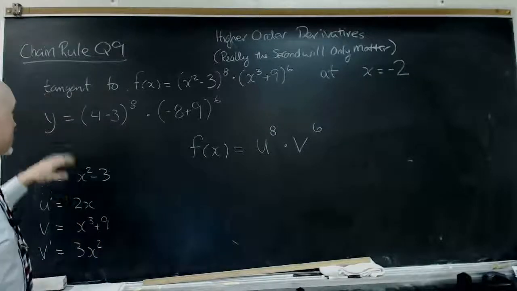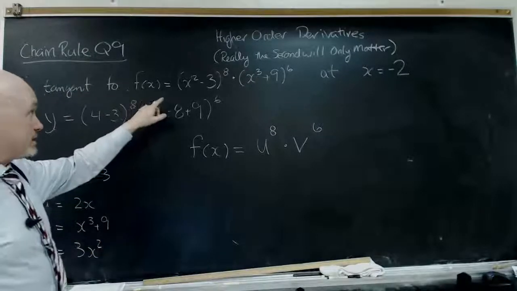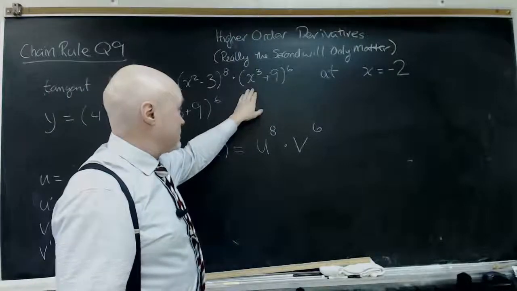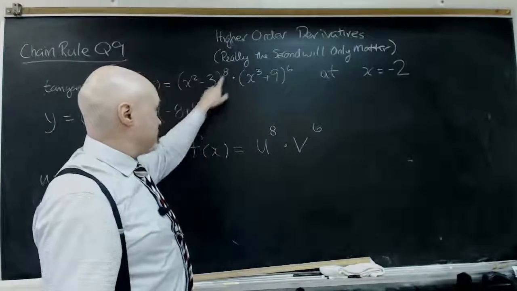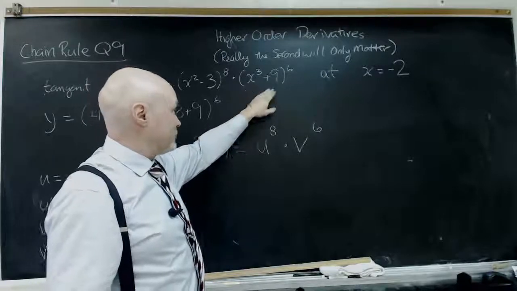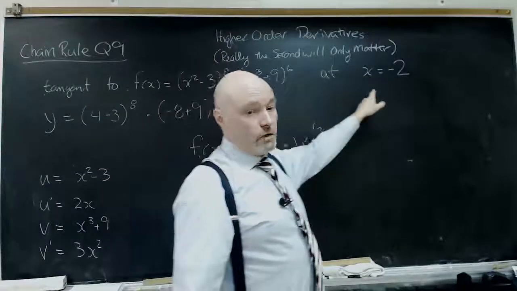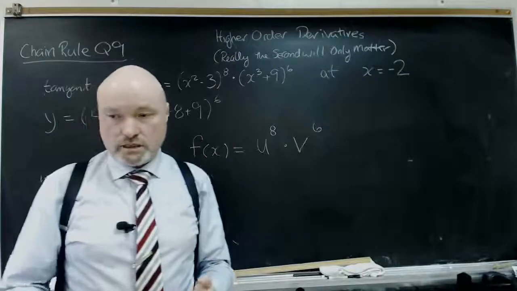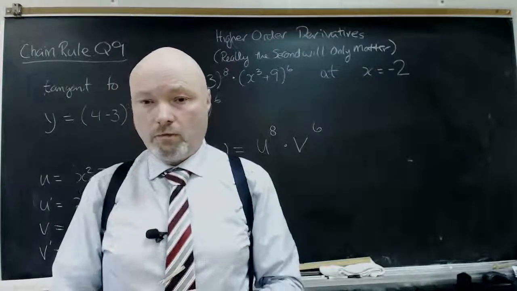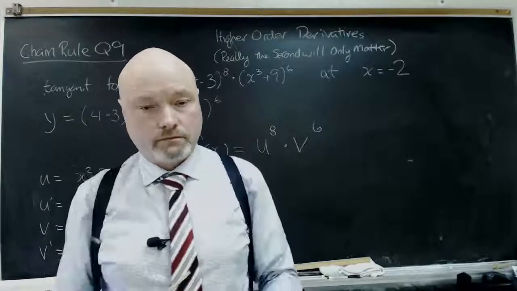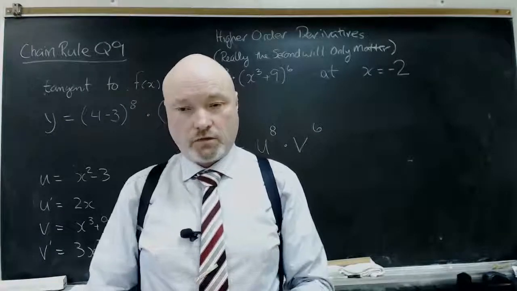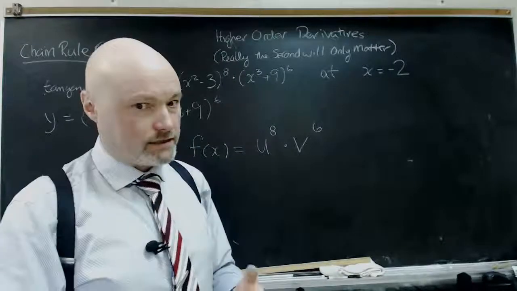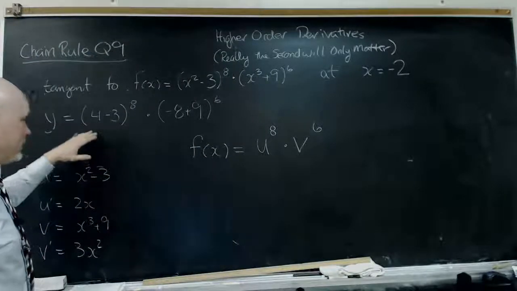Okay, so it asks, give the tangent to f of x equals x squared minus 3 to the exponent 8 times x cubed plus 9 to the exponent 6 when x is equal to negative 2. To find the equation of the tangent, we need to know the x-coordinate and the y-coordinate and the slope. We're just given the x-coordinate, so finding the y-coordinate, well, that's easy. All you do is put the x-coordinate into the expression to get the y-coordinate.